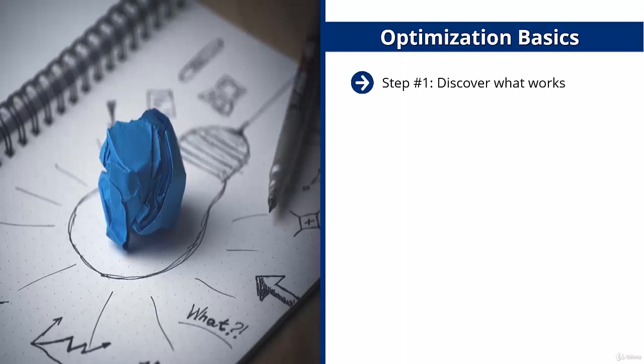Step number 1, discover what works. The first thing that you need to do is to lay out as many different traffic generation systems and pick the ones that work. These are the ones that actually deliver traffic. Pick the top 5 traffic producers, or if you have a lot of time to spare, the top 10.